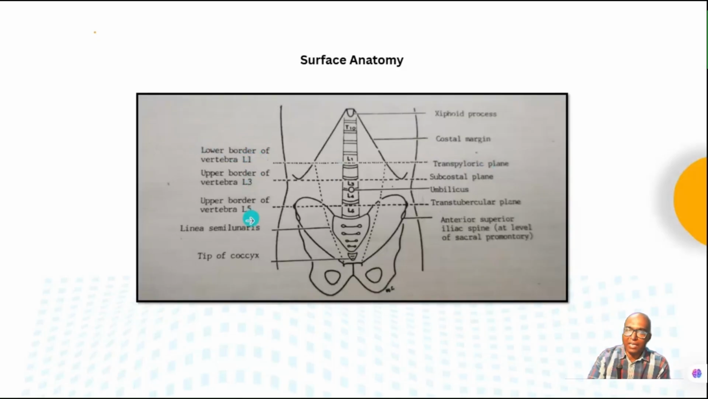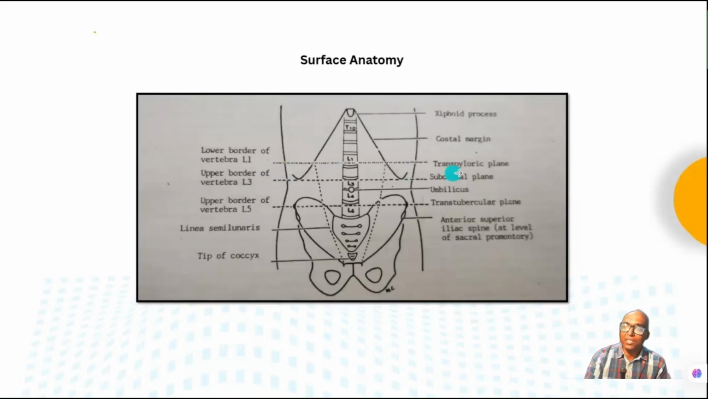Remember L1, L3, and L5. Okay, L1, L3, and L5. And this is transpyloric, subcostal, and transtubercular. Okay, and only L1 passes through the lower border, while the rest of the two will pass through the upper border of the vertebra L3 as well as L5 respectively. Because you will have a confusion, they will give you the lower border of L1, upper border of L1, and then you will be confused if you just remember L1, L3, and L5. Hope I am very clear. Okay, and you are getting this particular concept.